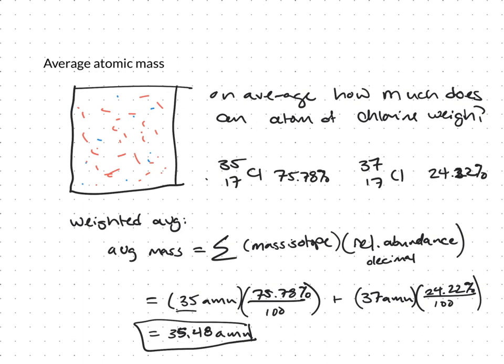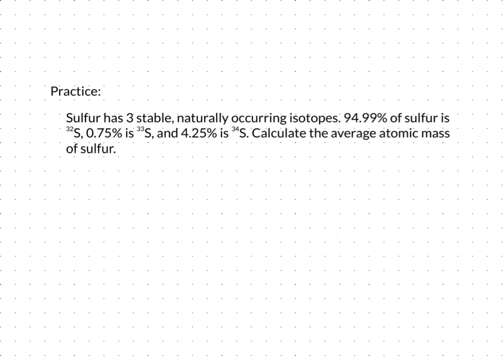Given that we can now take a weighted average to calculate the average atomic mass of a particular element, give this next problem a try. Sulfur has 3 stable naturally occurring isotopes. Their information is given to you there. Try it in your packets, and then bring it with you to our next class where we will go over it. All right, thanks, and I'll see you in class.